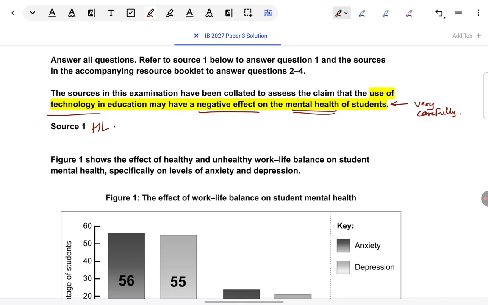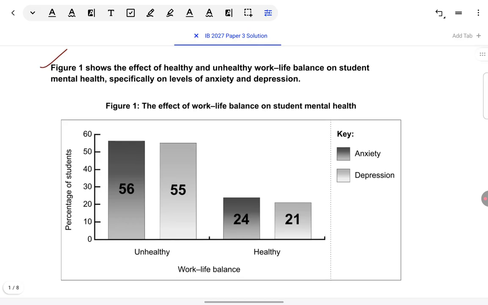Once I've understood this, then only I will start looking at source 1. If I'm going to blindly get into source 1 without fully knowing what the claim is, I won't be able to make sense of it. So now let's see what is there in source 1. There is a figure. I'll put the full figure on the screen.